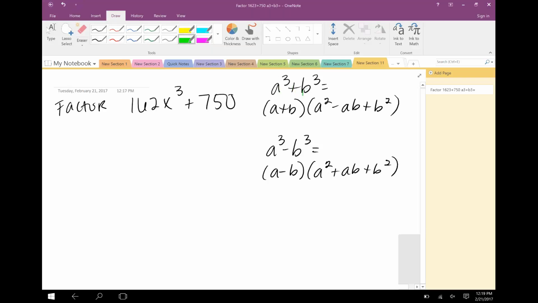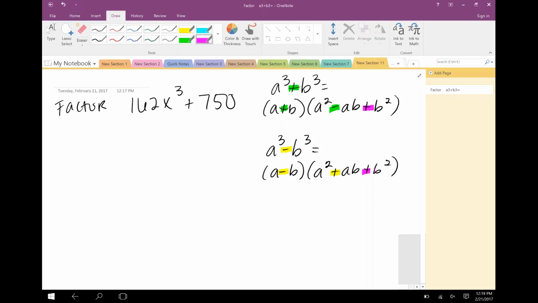So for a cubed plus b cubed, your signs are plus, minus. For a cubed minus b cubed, your signs are minus, plus. Notice this doesn't change for either one. So all you have to do is figure out what your a and your b is going to be, and then you plug it into your factor pattern. So if you look here, we got 162 and 750.